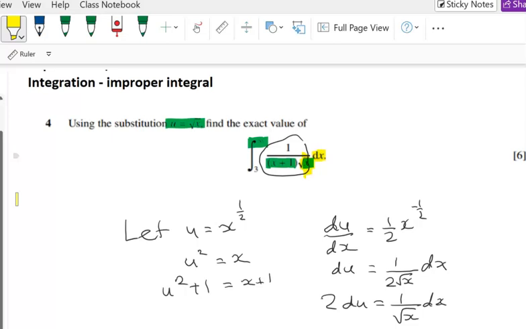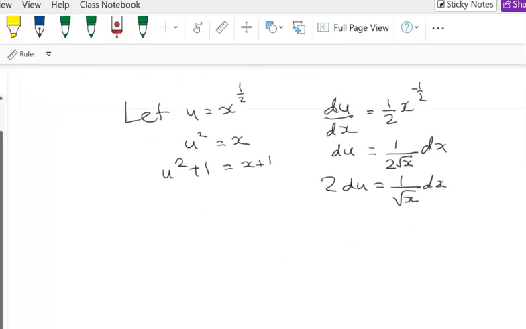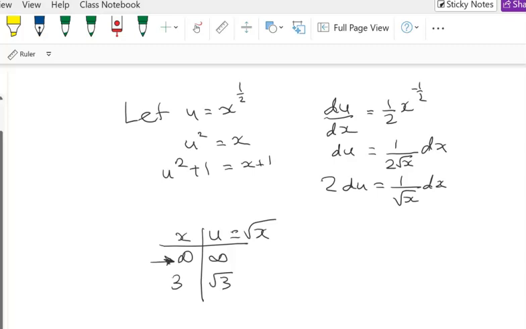The last thing we have to do is to change the limits over. So using our table, our x limits are infinity and 3, and u is equal to the square root of x. So the top limit will still be infinity, right? So you can think of this one here as the limit as x is going to infinity, right? And this one here will still be going to infinity. The lower limit is going to be root 3. Now we're good to go.